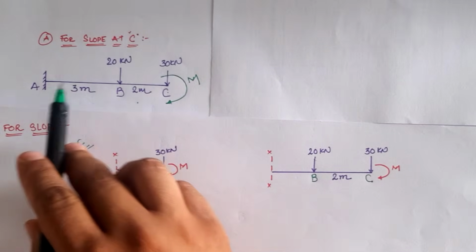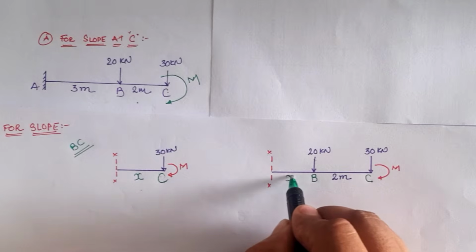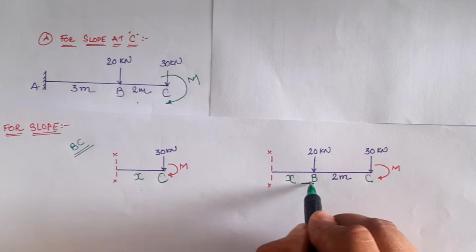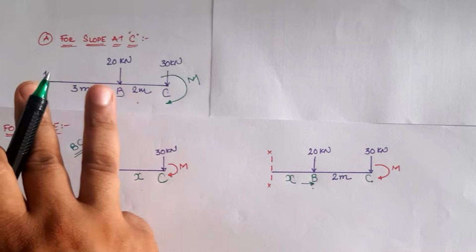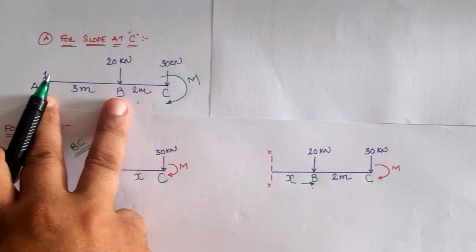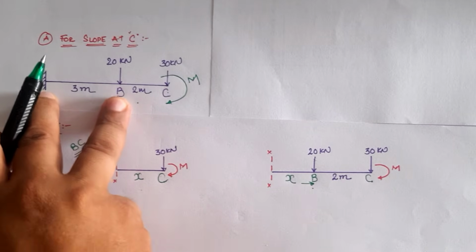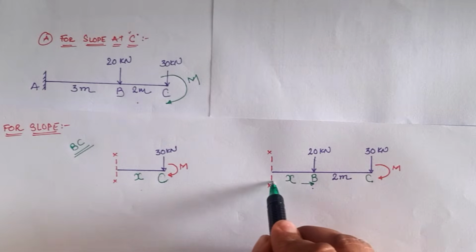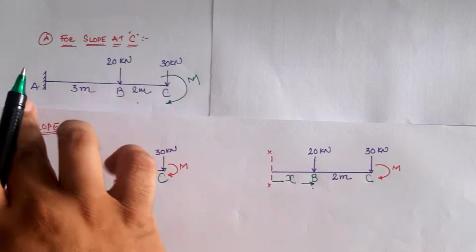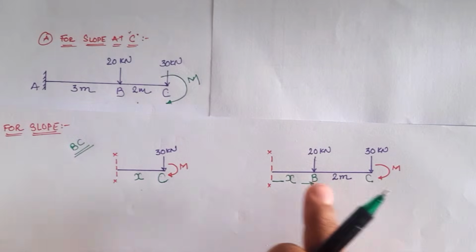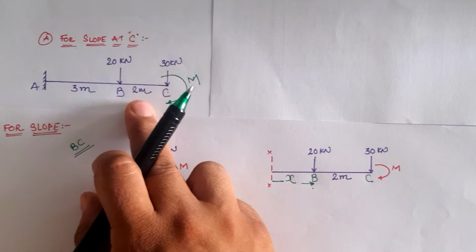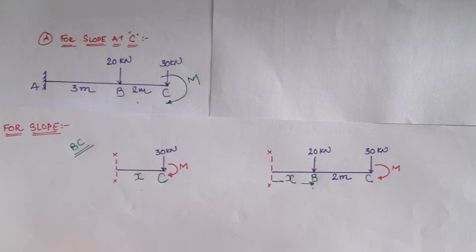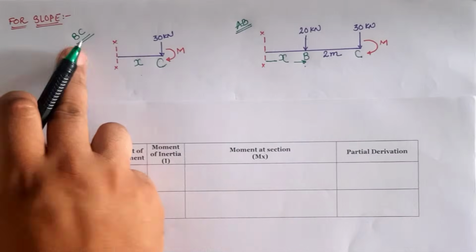And for segment A to B, we have to assume distance x from the origin as B. Note that for the segment AB, the sectional distance must be measured from A or B, and the rest of the distance is as given in the figure. Now let us calculate the tabular form required for Castigliano's theorem.